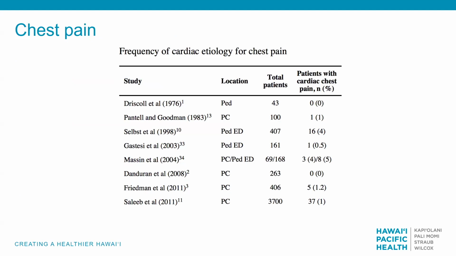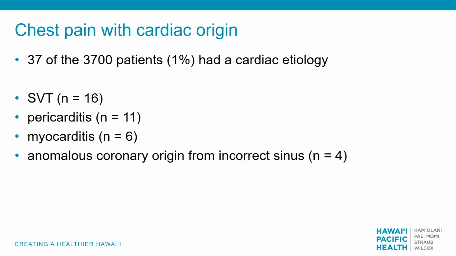There were a couple of articles that put this nicely together. Here is the list of articles from the 70s to the early 2010s. And the best article was the last one that you can see, Saleeb et al., that collected 3,700 pediatric cardiology visits and found out that exactly 1% of those had a cardiac origin. So when you break down that article, you can see that most of the diagnoses were SVT. And so that's kind of unusual.